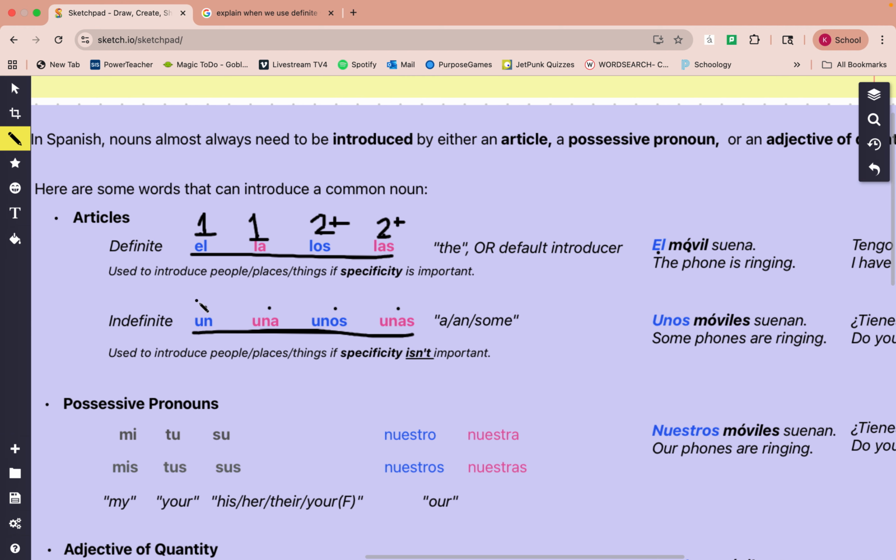The same rule applies with indefinite articles. Remember, indefinite are what we're using if specificity is not important, okay? So I will use un or una if I'm talking about something singular, and unos or unas if I'm talking about something plural.